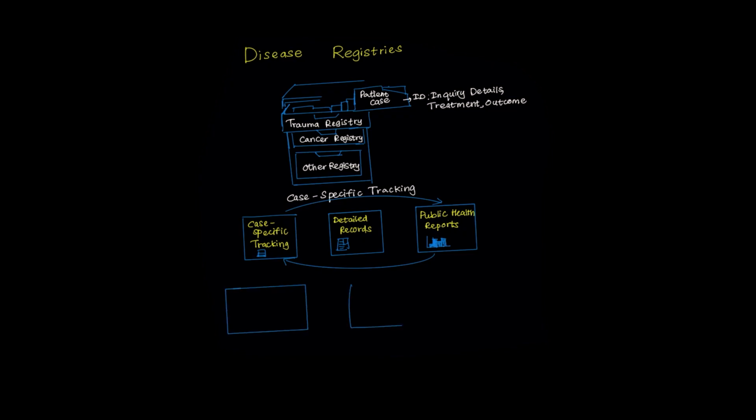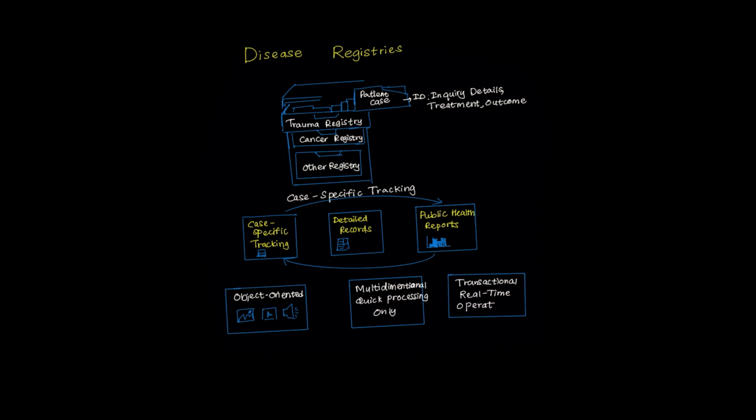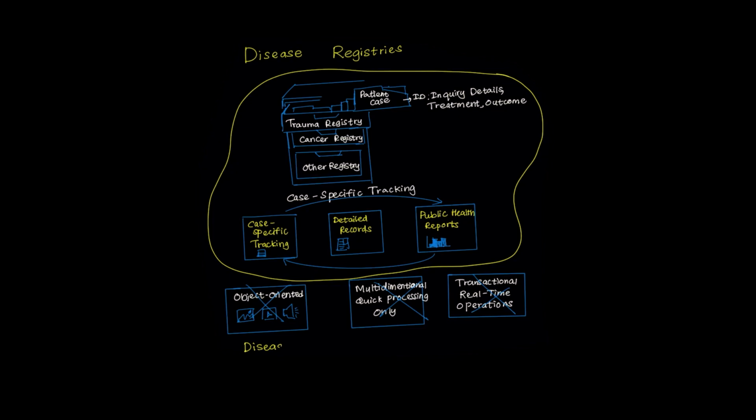Object-oriented databases are designed for storing multimedia, like medical images, videos, and audio files, not for tracking individual cases over time. Multidimensional databases focus on quick processing and ad hoc reporting of large datasets, but they don't provide the case-specific tracking structure that registries need. Transactional databases handle real-time operations like processing lab results with rollback capability, which is completely different from the long-term case tracking that registries provide. Disease registries are essential tools for quality improvement, research, and public health surveillance.